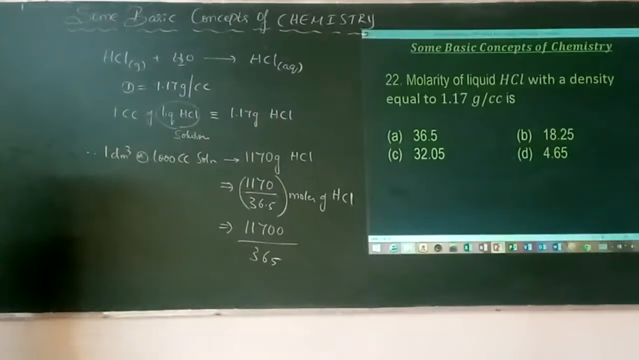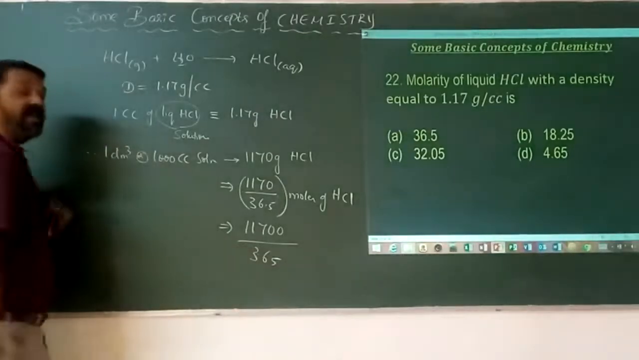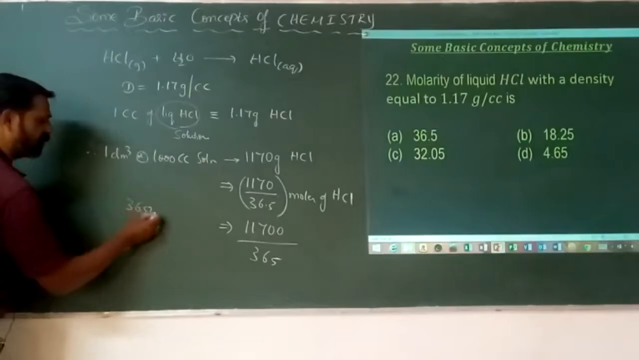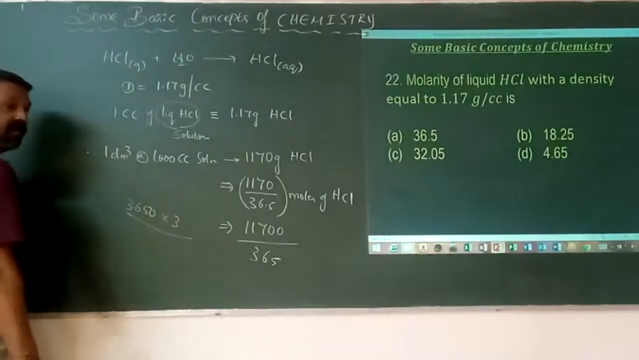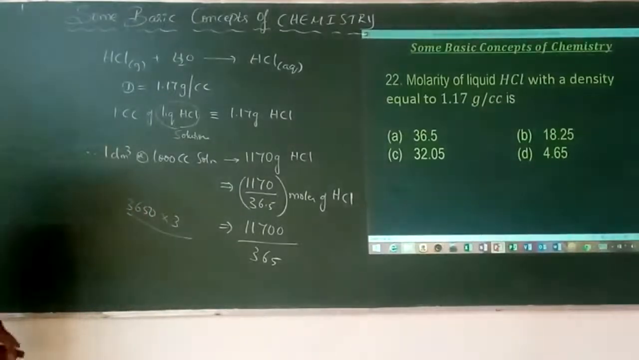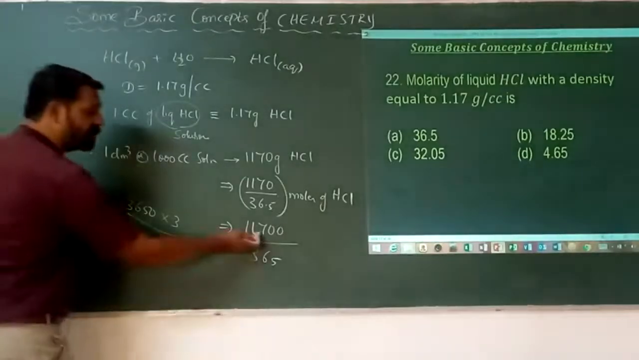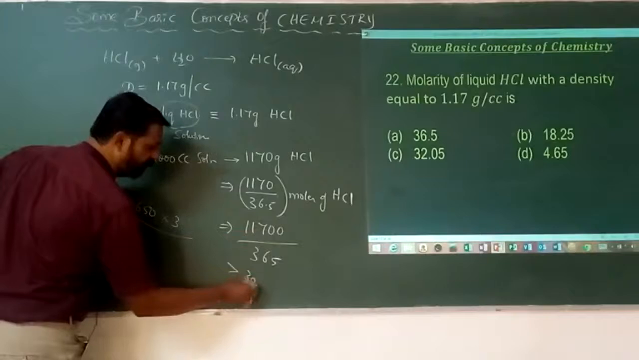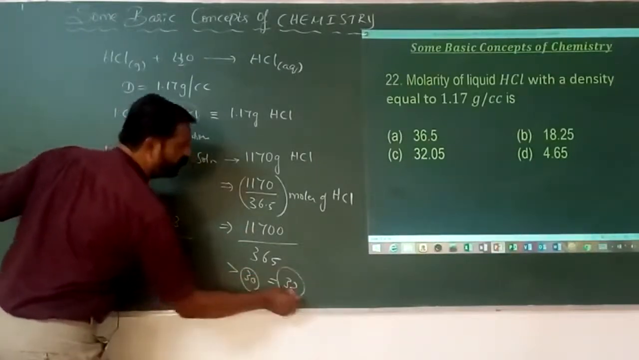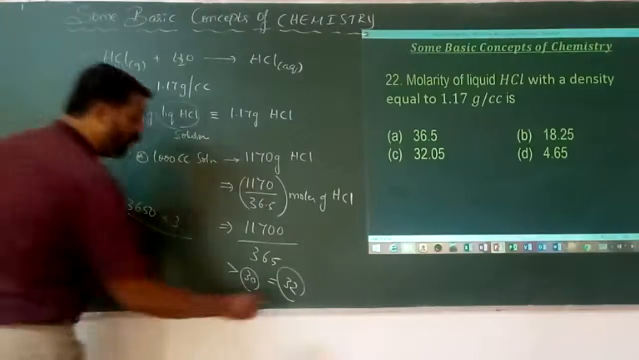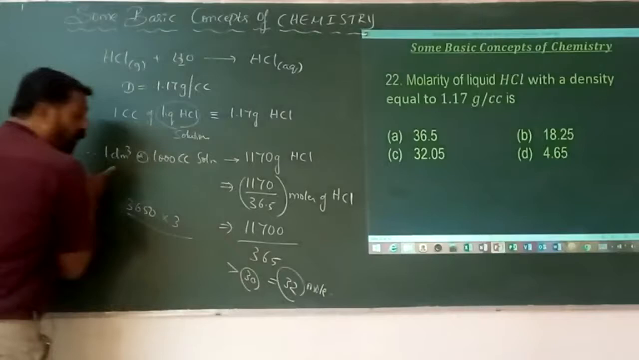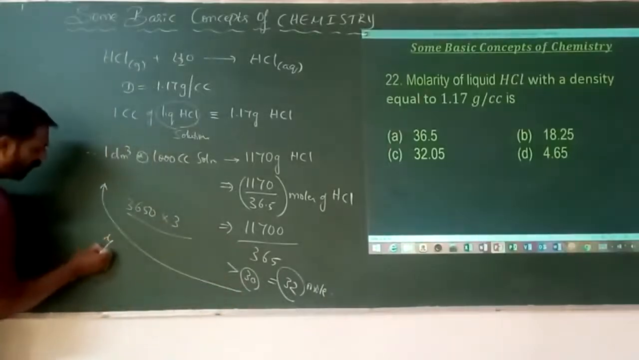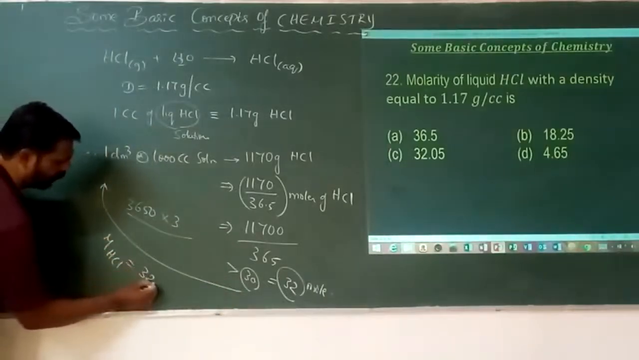365. So we know that 365 tens is 3650. Into 3, for example, it is nearly 10,000 something, 10,080 or 10,090. But it is nearly equal to means it is just greater than 30. Very near to, greater than 30. So here, what is 32? It is the moles of HCl per dm³. Therefore, the molarity of HCl is equal to 32.05.